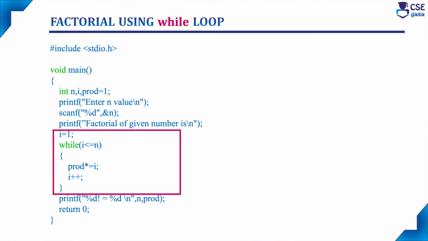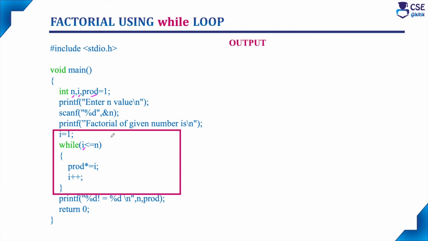The program is to find the factorial function using while loop. To find the factorial of a given number, we need the n variable as the input. i is the variable used within the while loop, that is the loop variable, and product is the variable used to store the result in each iteration.